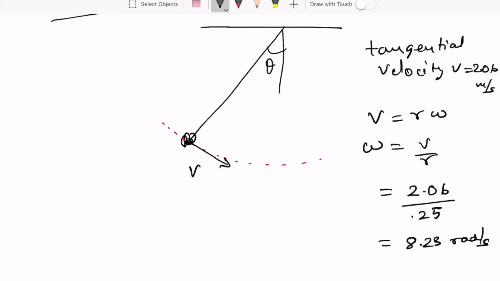You can see how the units work out. This is meters per second, and this is meters. So meters and meters cancel out, and so you have per second, which is the same thing as radians per second. All right, so that's part one.